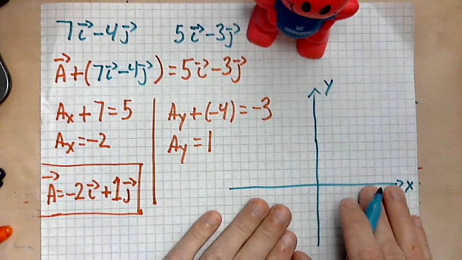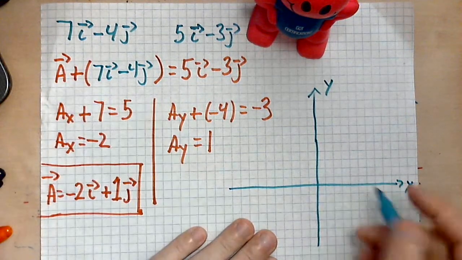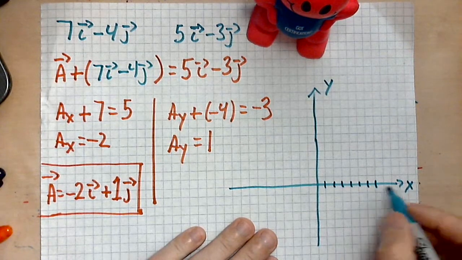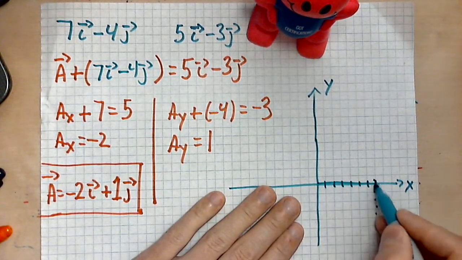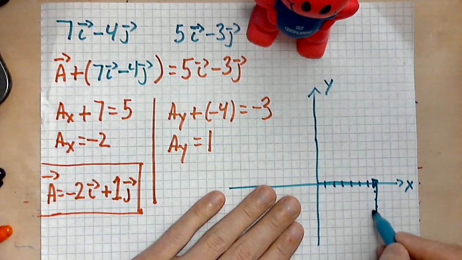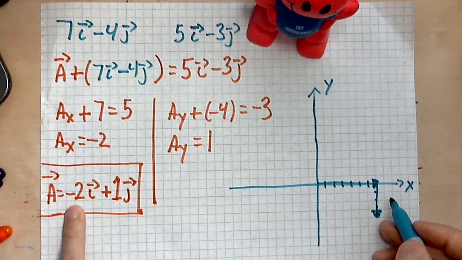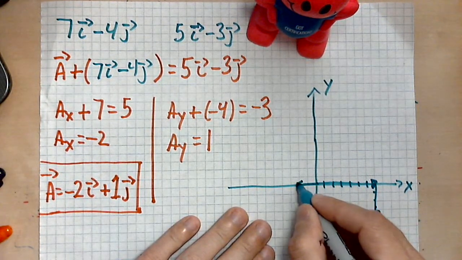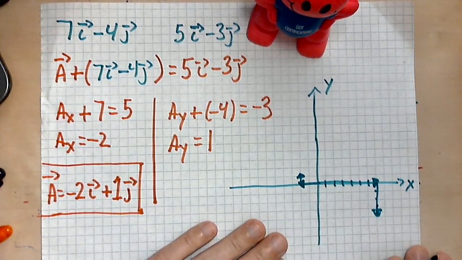So what we have is, mark your vector here, okay, 7i minus 4j. So that's 1, 2, 3, 4, 5, 6, 7, and then minus 4j means 1, 2, 3, 4. So those are the components of that vector, this one and this one. And then let's take a look. Mark the vector components -2i and 1j, so that's 2 this way and 1 up. Okay?